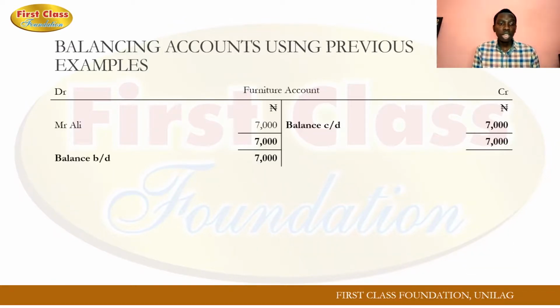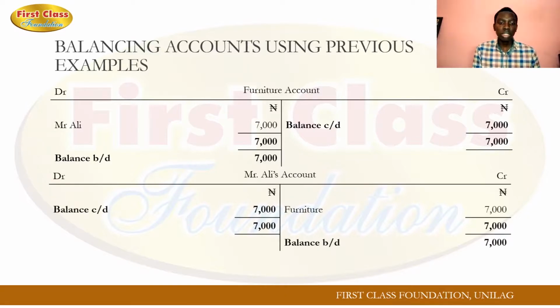Then our furniture account. There was a purchase of furniture on credit from Mr. Ali, and there was nothing else in the furniture account, no other transaction with furniture. So the balance in the account is 7,000. Mr. Ali's account: we have not paid him, so we purchased furniture on credit from Mr. Ali, 7,000, and that's a liability, and that's why it was credited, and the balance is a credit balance of 7,000.